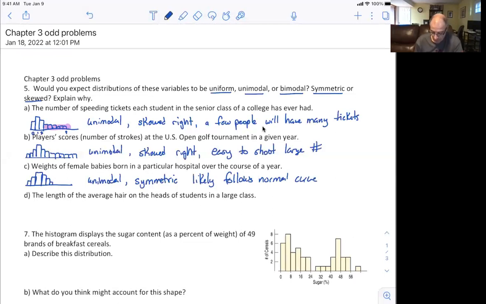The length of the average hair on the heads of students in a large class. All right, so we have to think about the length of hair. You can obviously see the length of mine is pretty short. You go to Mr. Eckert, he's pretty short. Mr. Fike, yeah. All right, so we could have people with no hair to very short hair, or a few in the middle, and then we could actually have a lot of people with longer hair. I hate to be gender specific, but a lot of guys have shorter hair, a lot of girls have longer hair, and so this is actually trying to get to an example of where this is bimodal.